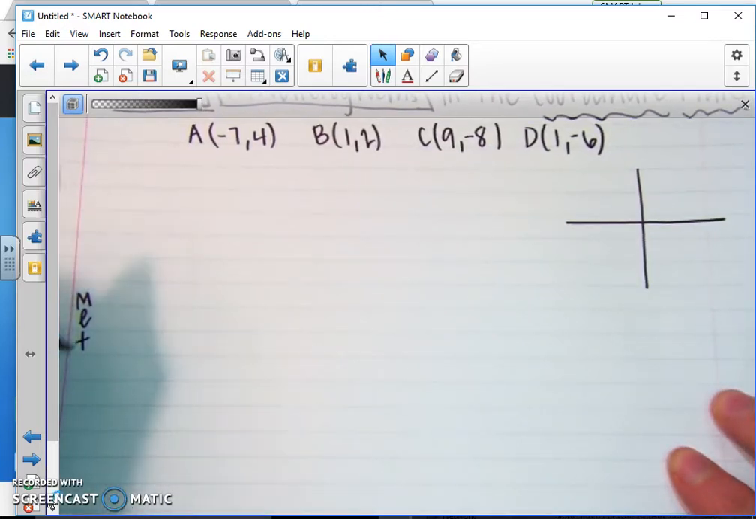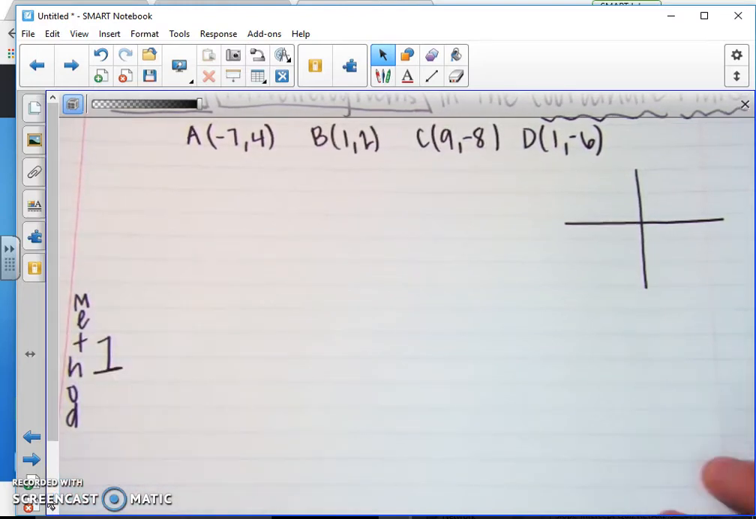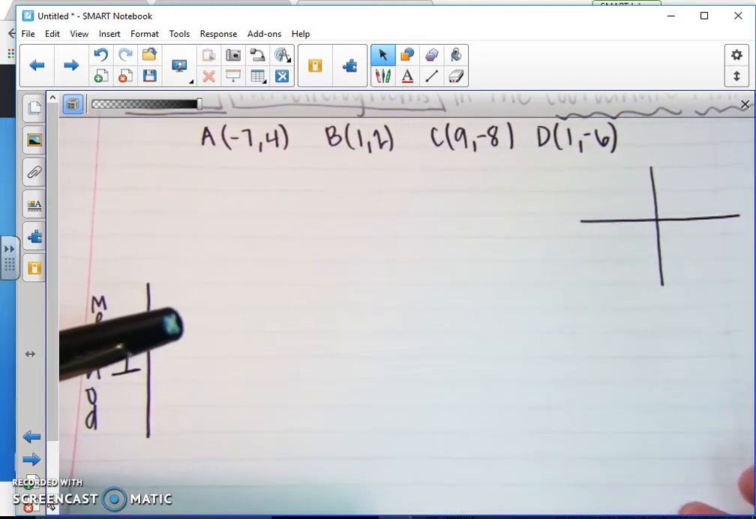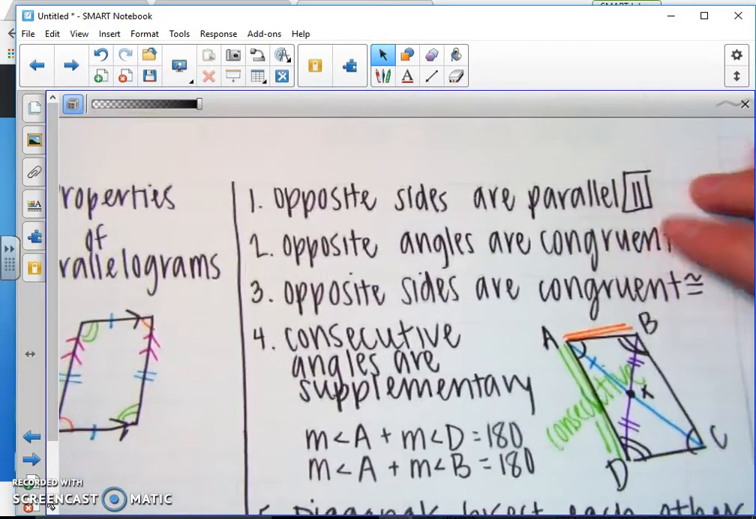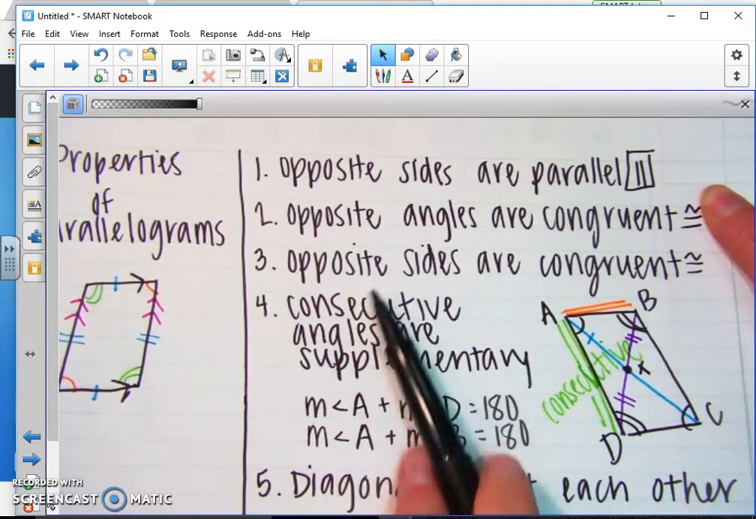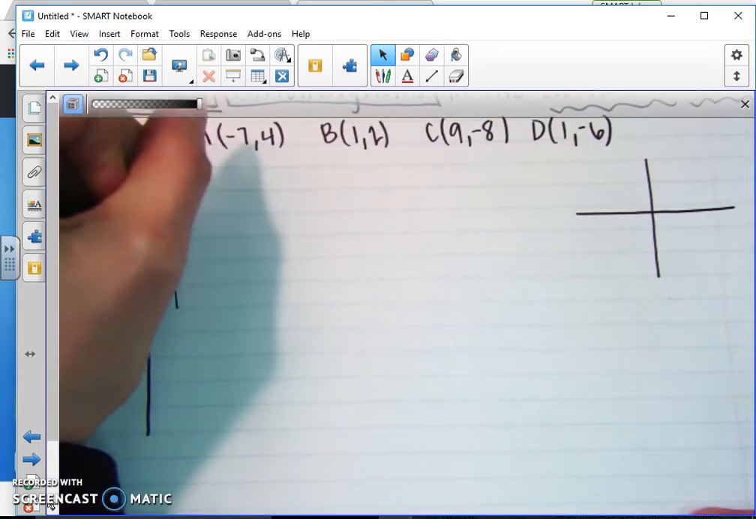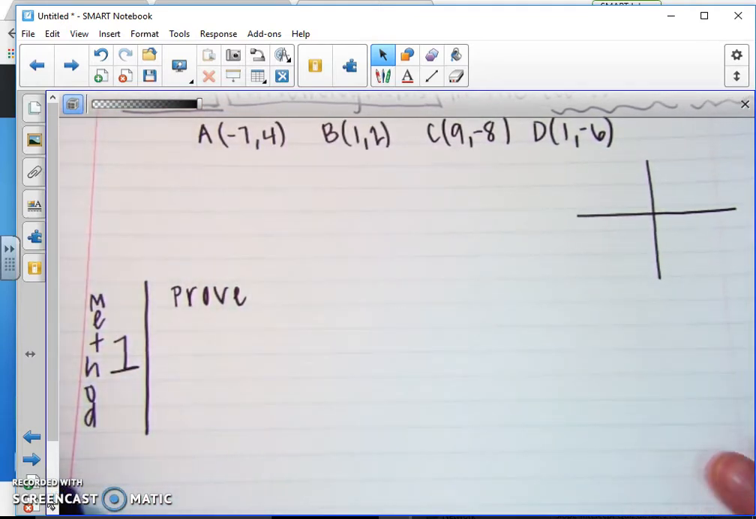Method 1. There's 3 ways we could do this. We're going to start with the first method. The first method of proving that a figure is a parallelogram in the coordinate plane is to prove that both pairs of opposite sides are congruent. Because remember, if we look back at our notes, we talked about these 5 things. Opposite sides are congruent. If both pairs of opposite sides are congruent, then that's enough to say that it's a parallelogram. So, first method is to prove that both pairs of opposite sides are congruent.